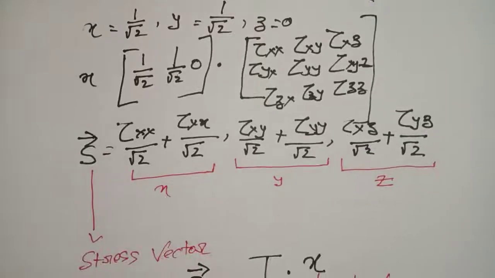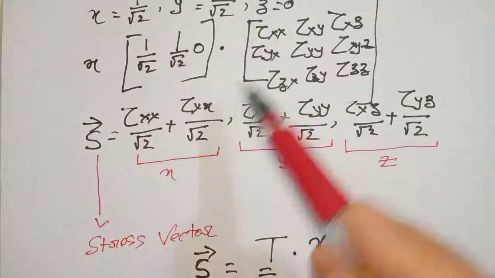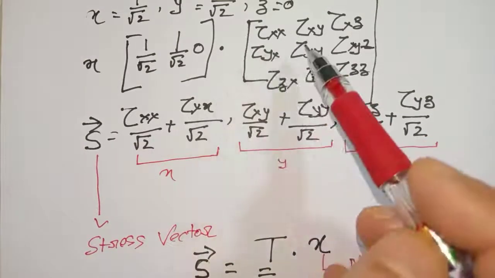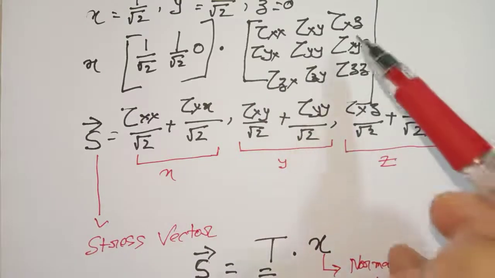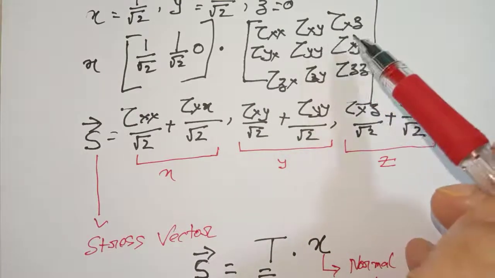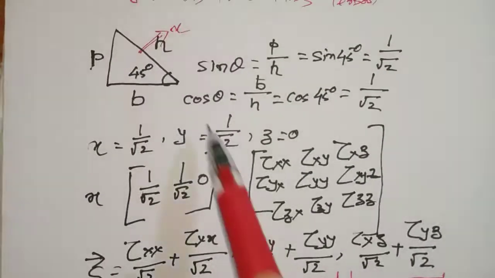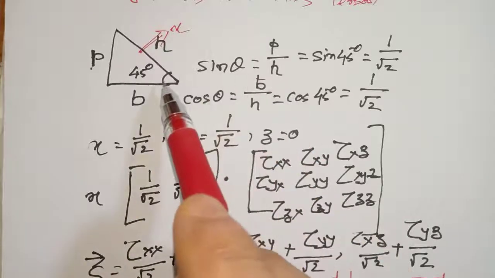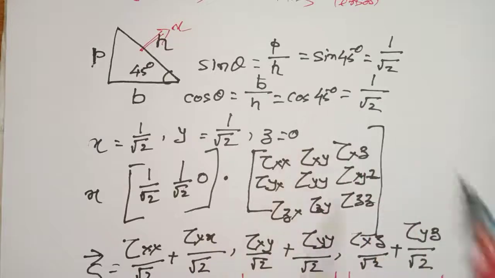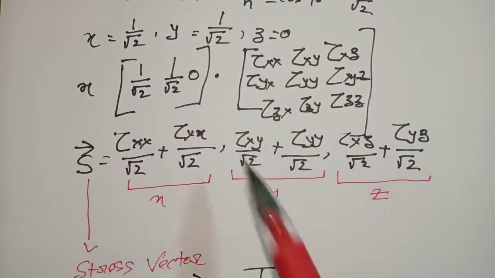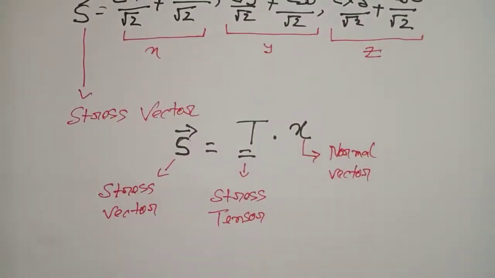So what we have done eventually is that we have taken xx, then yx, then xy, then yy, then xz, and then yz. This is an easy demonstration: if we take the values of sine 45 as 1 by root 2, cos 45 as 1 by root 2, and simply take a dot product, we get the values of a stress vector.